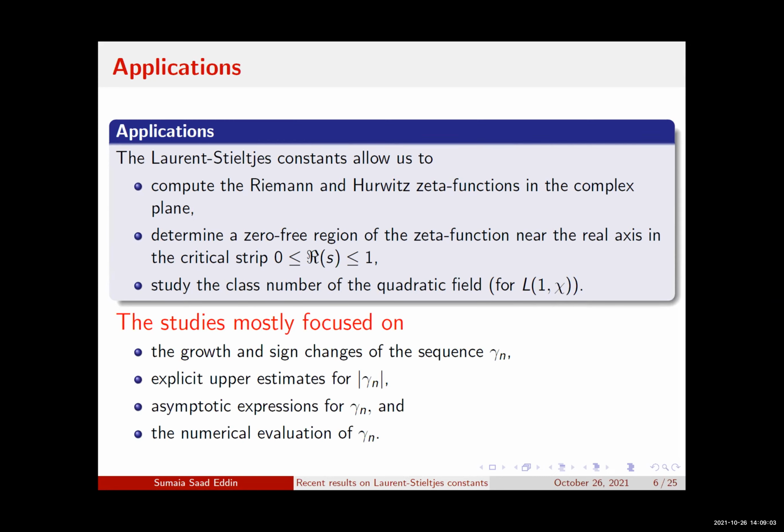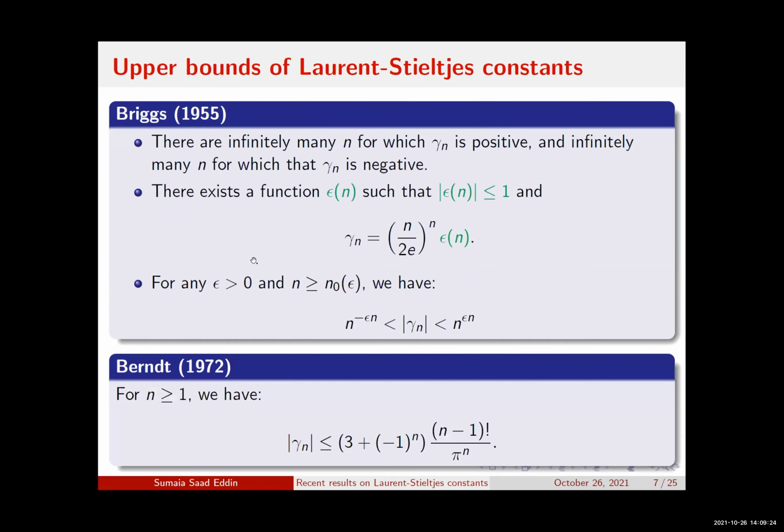Therefore, the studies mostly focus on growth and sign changes of the sequence gamma n, explicit upper estimates for the absolute value of gamma n, asymptotic expressions for gamma n, and the numerical evaluation of gamma n too. So in this presentation, I focus on the upper bound of this coefficient.